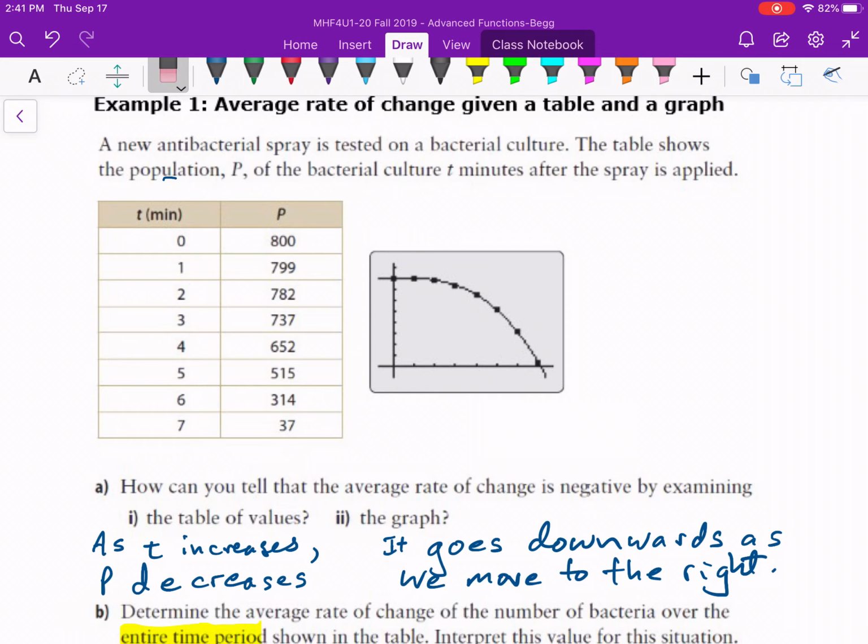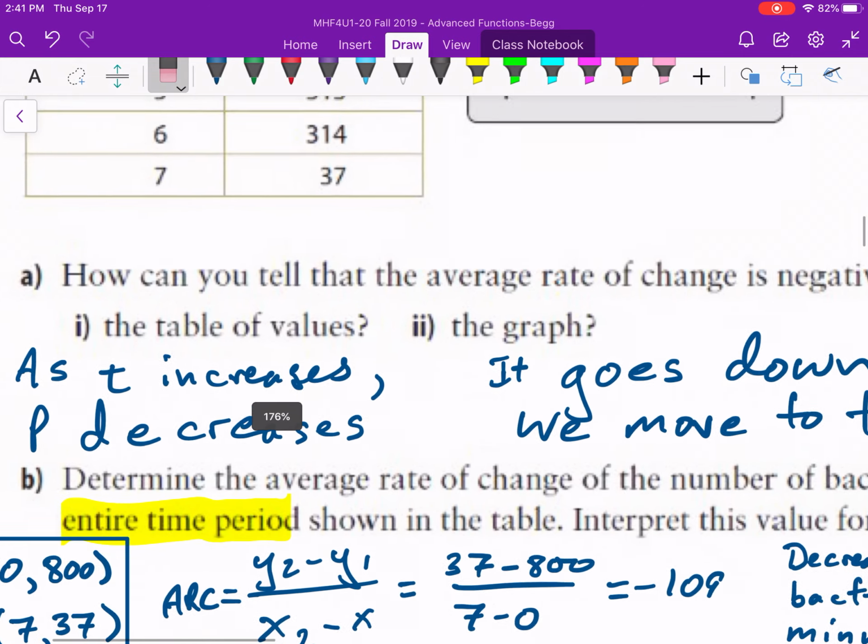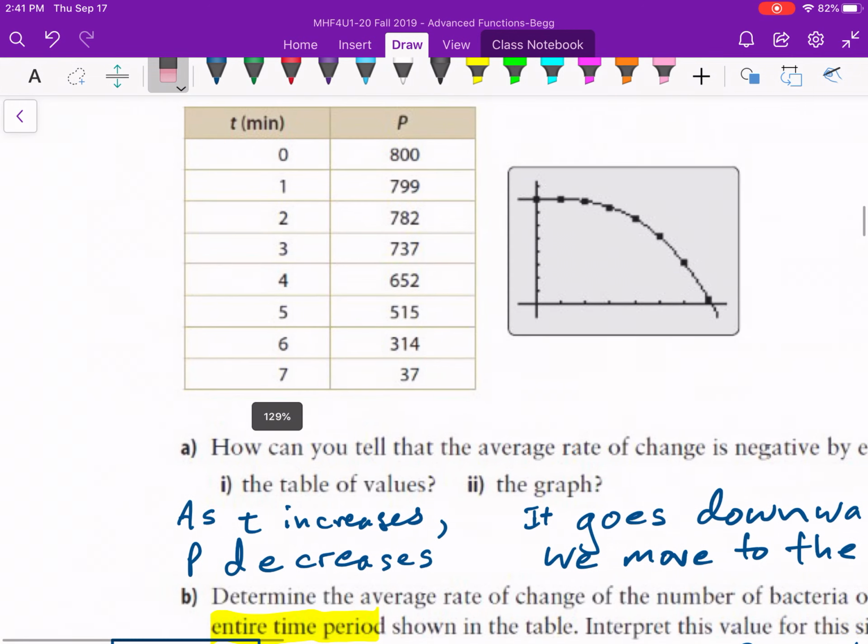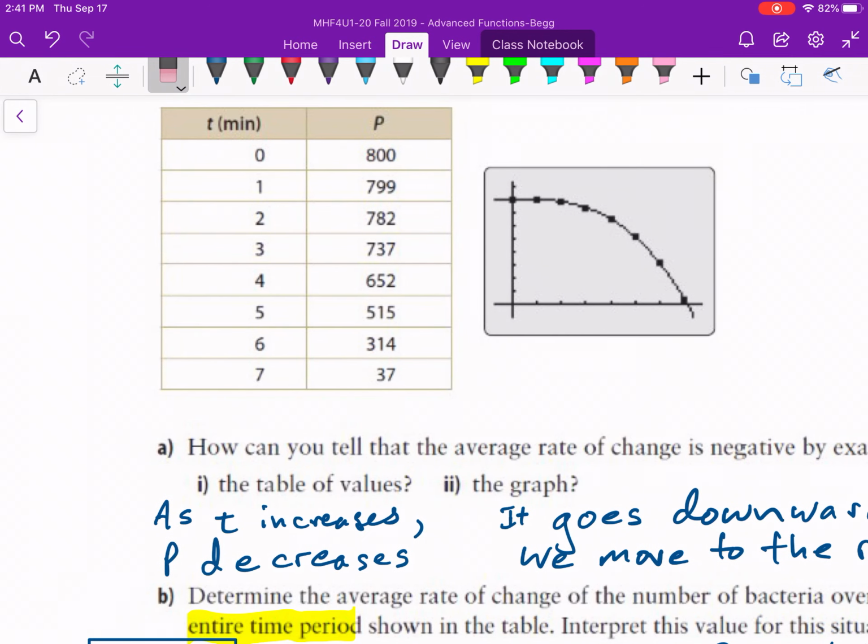How can you tell that the average rate of change is negative? By examining, first of all, the table of values. If we look at the table of values, we can tell that the average rate of change is going to be negative because as t is going up, getting bigger, the population P is getting smaller. As t increases, P is decreasing.